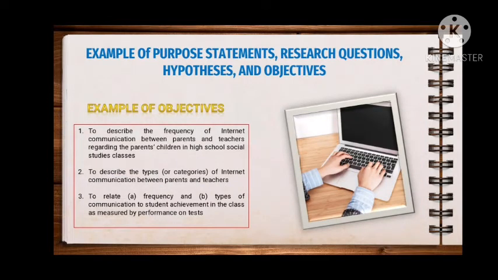There are three objectives of the research in this slide. The first is to describe the frequency of internet communication. The second one is to describe the types of internet communication, and the third one is to relate frequency and types of communication. As we can see from the slide, the objectives of the research are usually subdivided into major and minor objectives, arranged from the general to the specific.